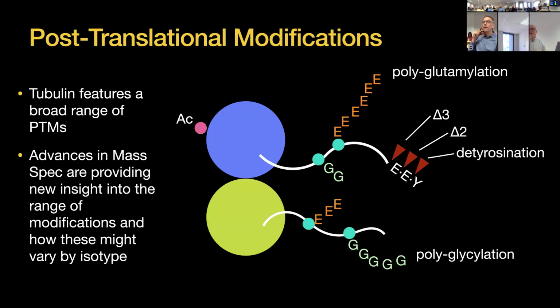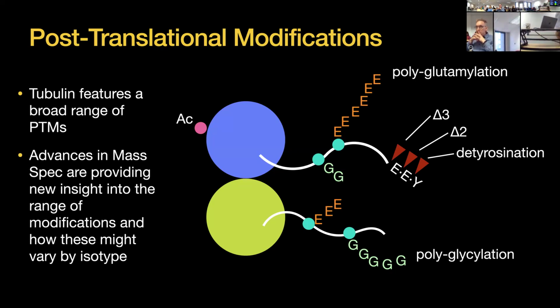The second part of the code is post-translational modification. You're probably familiar with this. Kinases and phosphatases that kind of modify proteins after they've been translated. Tubulin has a broad range of PTMs. We're still discovering some of them. One of the first ones that was discovered was actually acetylation of a lysine in alpha tubulin. It was discovered about 30, 40 years ago now, I guess, in kind of the mid-80s.